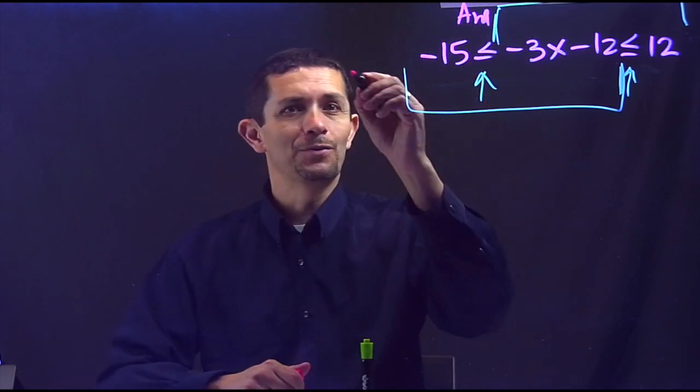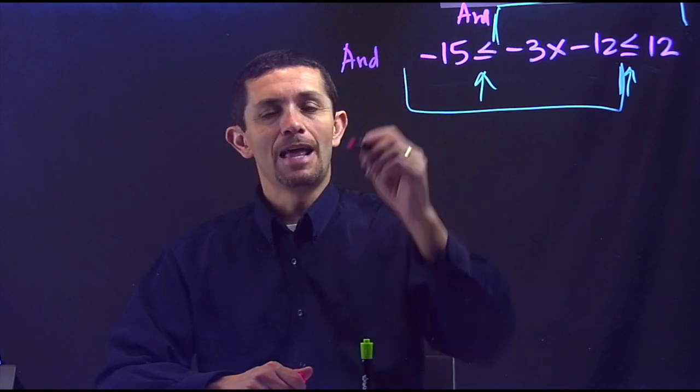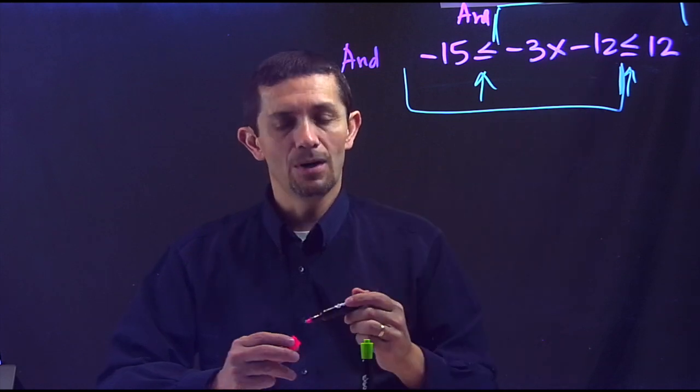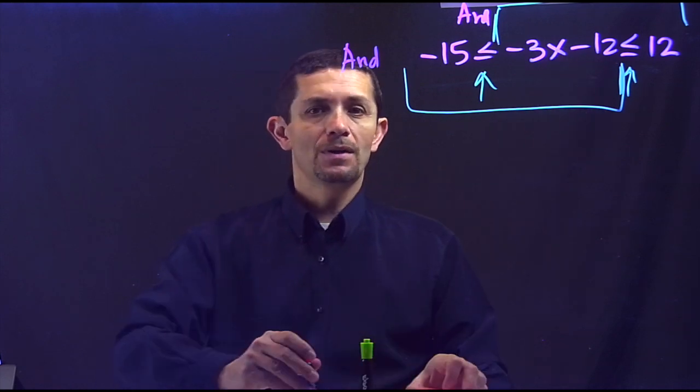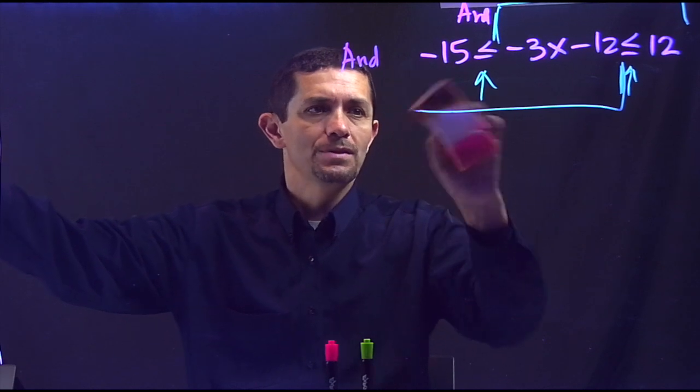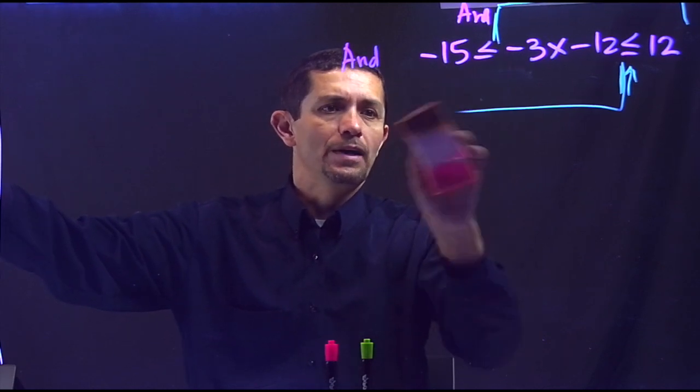And inequality. So it's an and inequality. Why? Because the x is in the middle between the two inequality symbols. So the idea right now is to solve this. So let's proceed to solve this. I'm going to erase here on the bottom so we can move ahead.